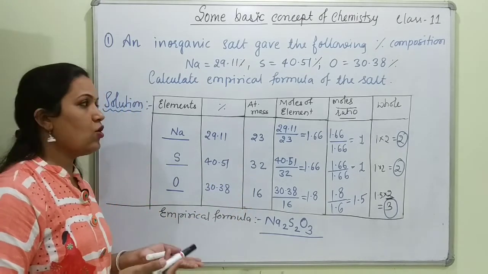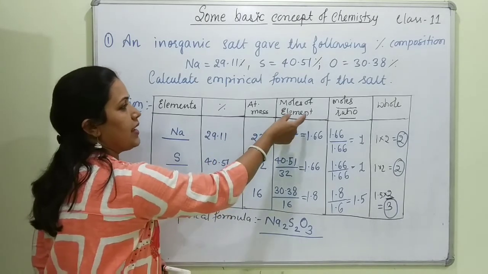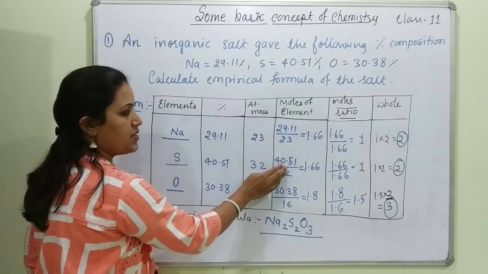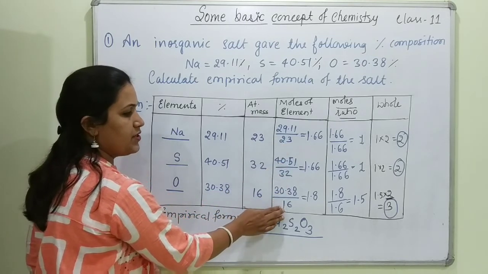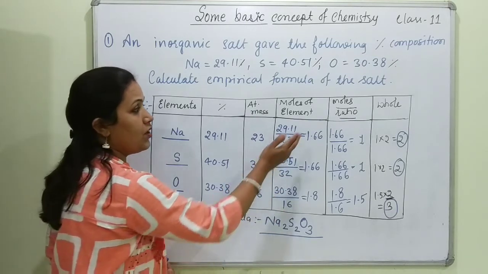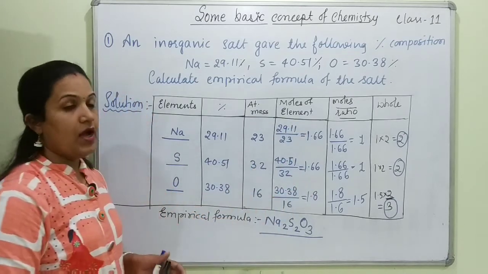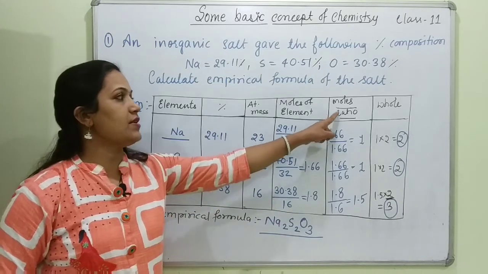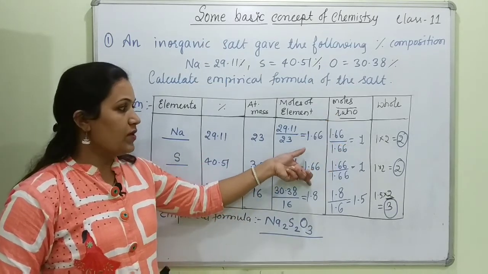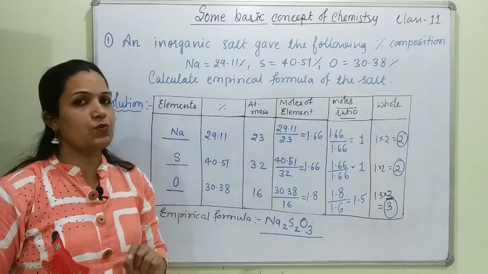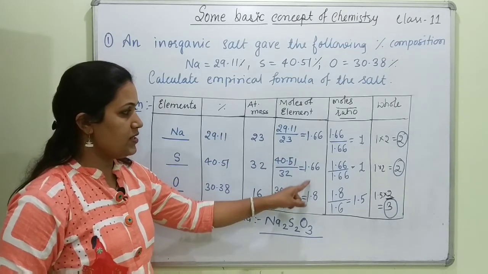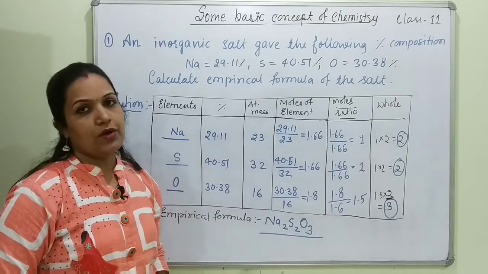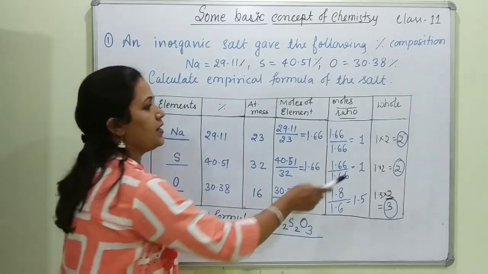After writing all the atomic masses, what did we do? We calculated moles of the element. How to calculate? Percentage upon atomic mass, percentage upon atomic mass, percentage upon atomic mass. Then we got some values. After getting mole values, we calculated the moles ratio. How did we calculate the moles ratio? First of all, identify the smallest mole value, and as soon as you get it, divide every value by it, and then we'll be getting this.